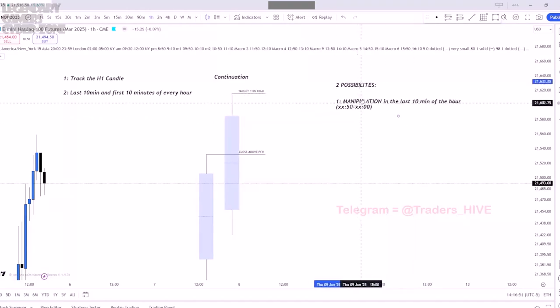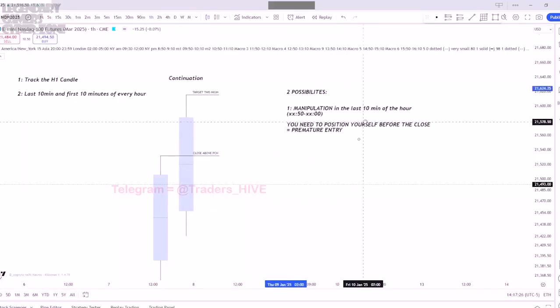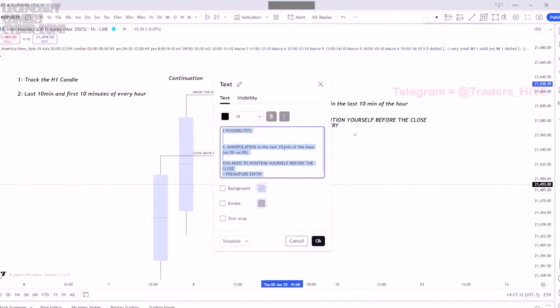So this is the first, and on this one, since the manipulation is in the last 10 minutes of the hour, you will not wait for the close of that candle to position yourself. You need to position yourself before the close. Premature entry. That's super important. That's the first manipulation, in the last 10 minutes of the hour, from 50 to 00.